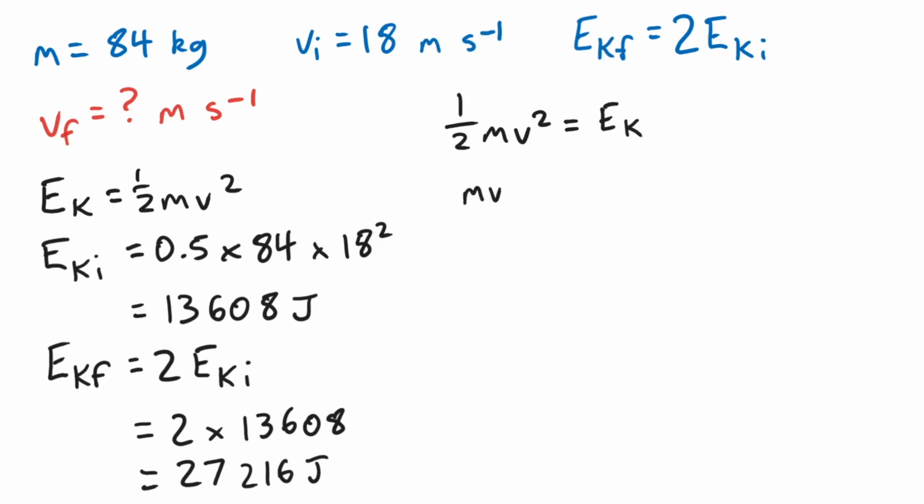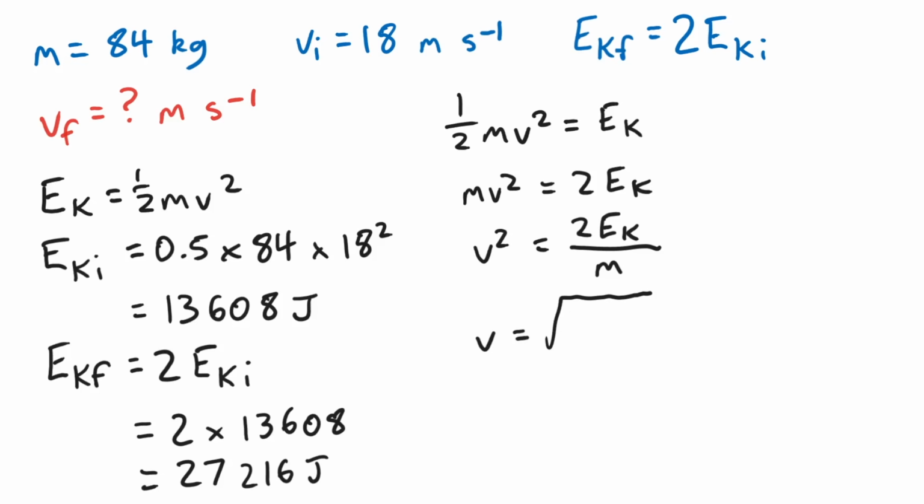Half mv squared equals EK. We multiply both sides by 2. Then we divide both sides by m. And then we take the square root of both sides. So then v is equal to the square root of 2EK over m.